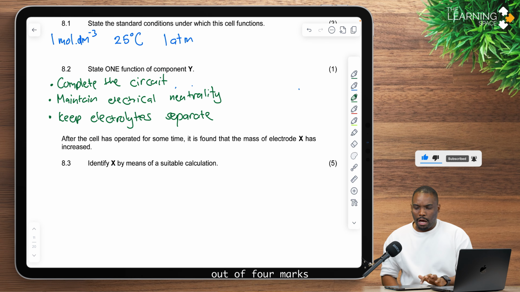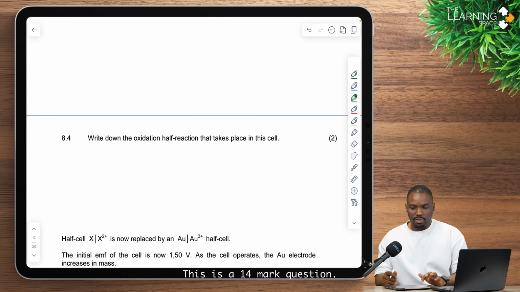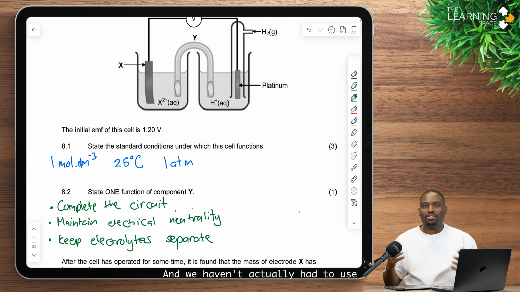Fantastic. Notice how out of 4 marks that we've gotten, they're pretty easy. This is a 14-mark question. We're already sort of 30% into this question paper, right? And we haven't actually had to use our brains.